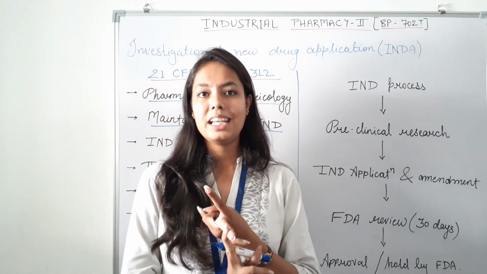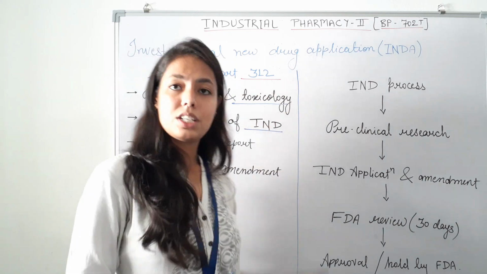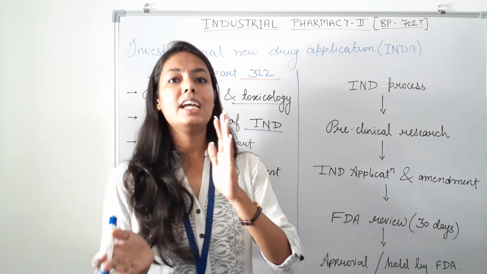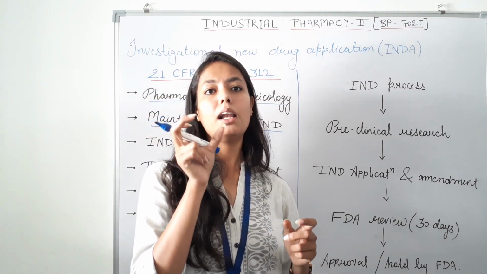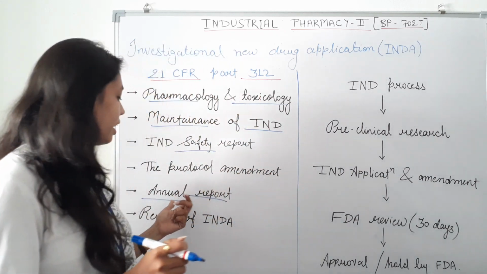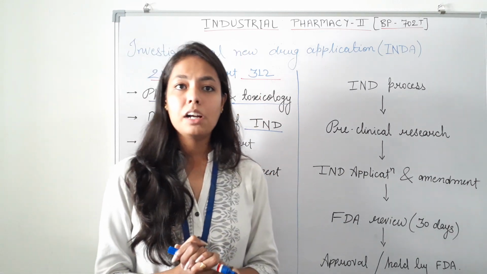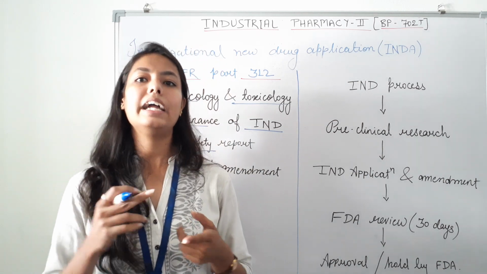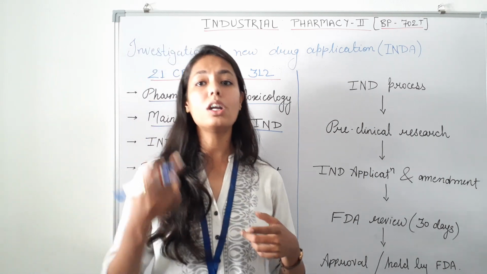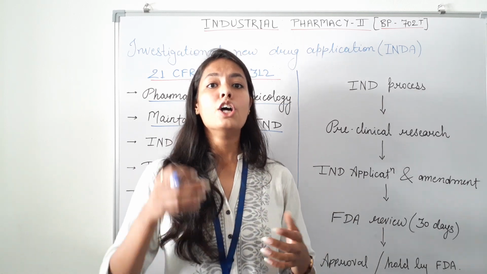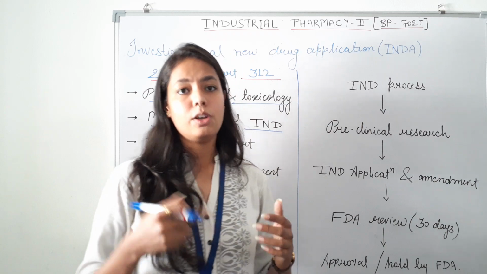Then a list of the changes made in the investigator brochure, if applicable. If you change any particular point in the investigator brochure, it should be mentioned in the annual report. After that, significant marketing developments like approval and withdrawals or suspension in any country. So all this data should be included in the annual report.